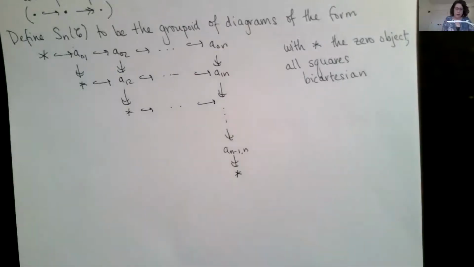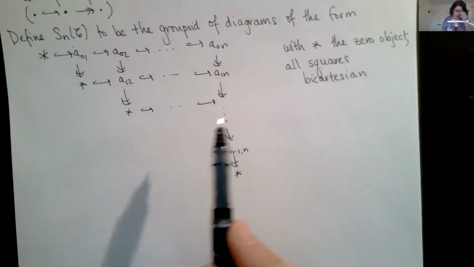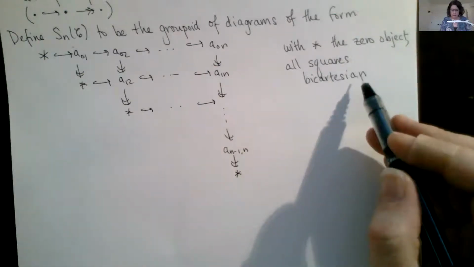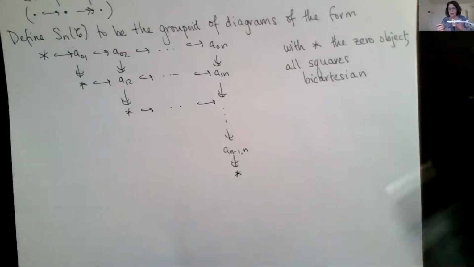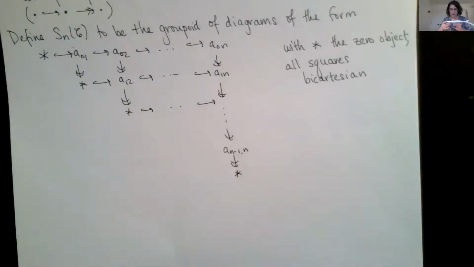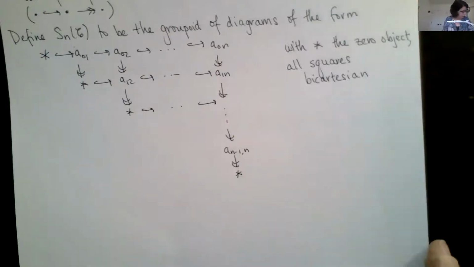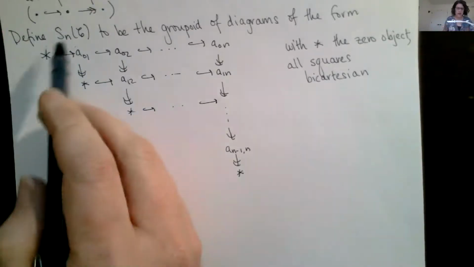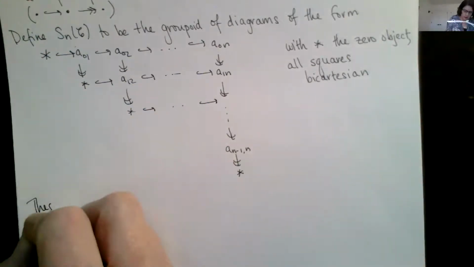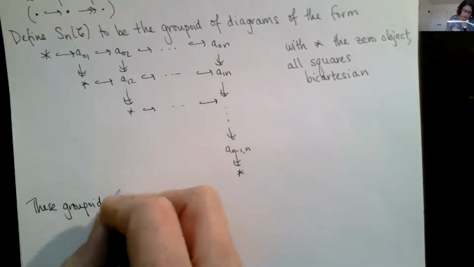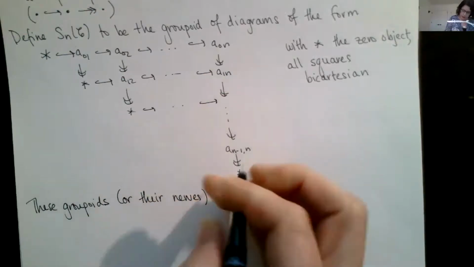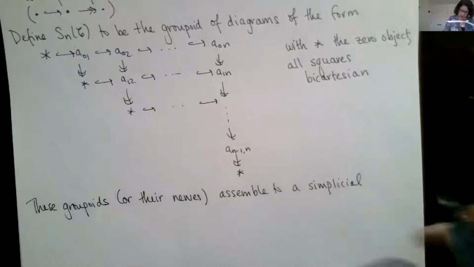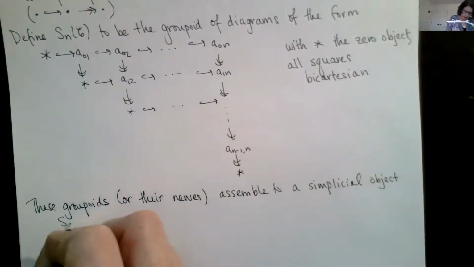The groupoid is just saying we consider the groupoid of such diagrams and isomorphisms. In particular, with the squares being bicartesian, this is an up to isomorphism condition, and we might have other things that are isomorphic that we want to stick together. We can either leave them as groupoids or take their nerves. As we vary over n, these groupoids or their nerves assemble to a simplicial object, either a simplicial groupoid or a bisimplicial set. And this is where we get the S dot of C.